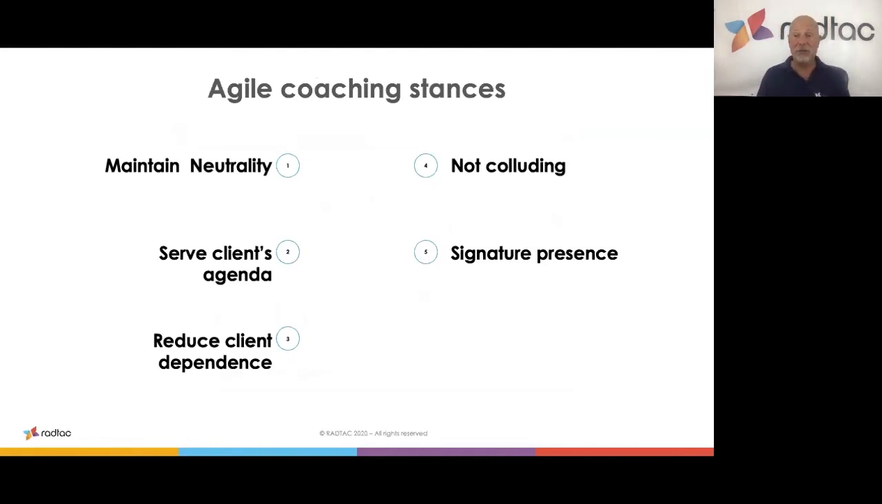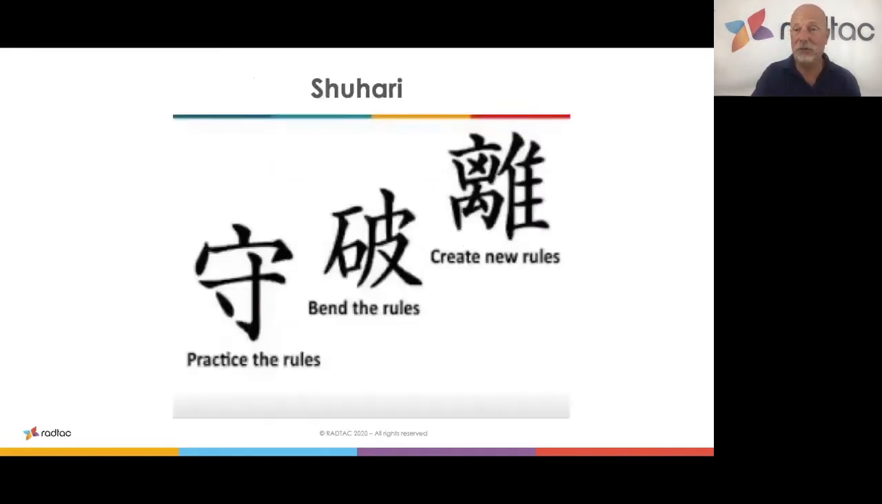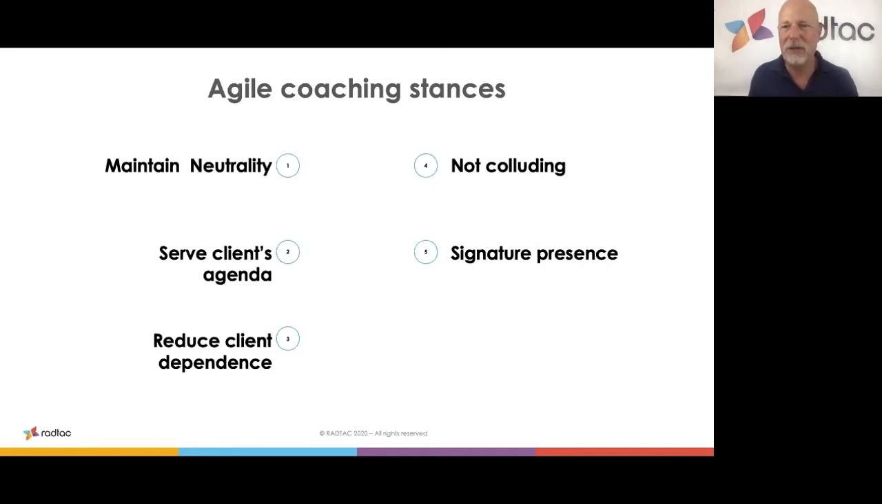Reduce client dependence. Would we need Scrum Masters going into the future? Definitely. We always need Scrum Masters. Would we need an amazing Scrum Master who's really, really experienced? Possibly not. As the team becomes self-organizing, we may put in a more junior Scrum Master, someone at the Shu level, or the Ha level. Would you need somebody at the Ri level on every team? Probably not. So we need to be reducing client dependence on us as we go forward.